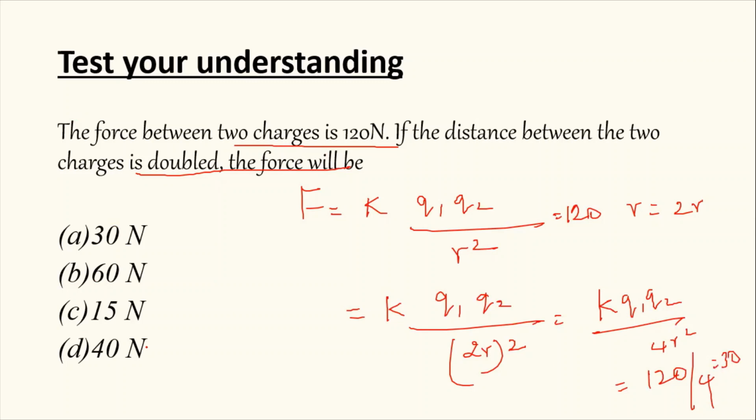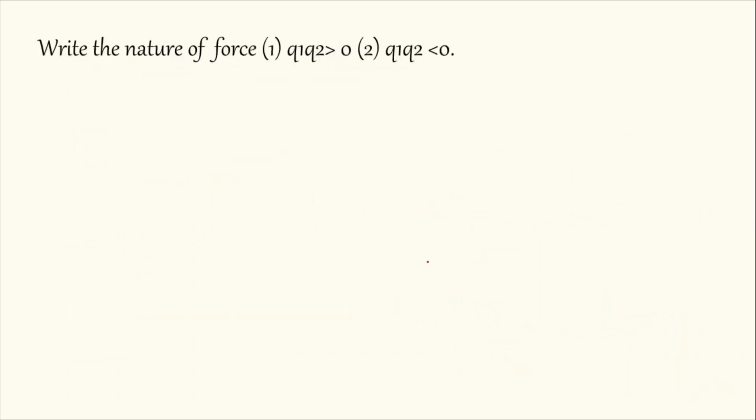So, the answer will be, yes, it is A. 30 Newton will be your answer. Okay, this is the correct answer. So, write the nature of the force when Q1, Q2 is greater than 0. So, Q1, Q2 greater than 0 means it is repulsive. We have already discussed this. If the two charges are of the same nature, be it positive, positive or negative, negative, then the nature of the force will be repulsive. And Q1, Q2 less than 0 means it is attractive. So that one charge will be opposite in polarity to the other charge.